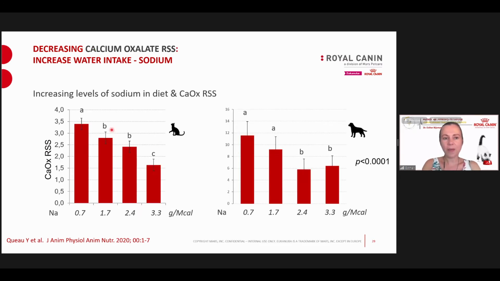And you can see the same happening for calcium oxalate RSS. So again, you can see this gradual decrease in calcium oxalate RSS in both cats and in dogs with increasing sodium levels in diet. And in this study, the maximum level tested was 3.3 grams per mcal.